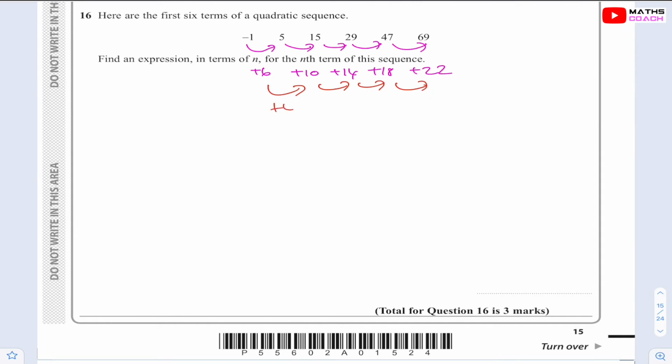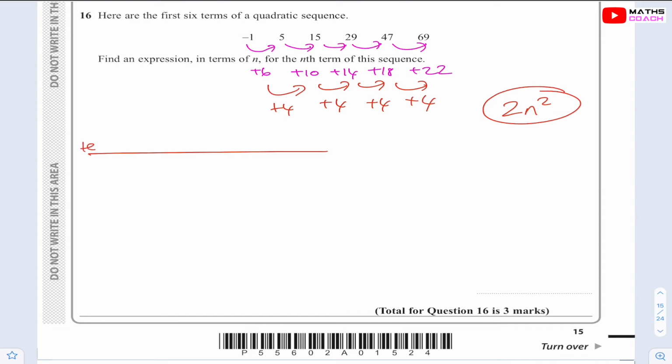So we have plus 4, plus 4, plus 4, plus 4. Now quadratic, the second difference will always be the same, and what you do is you half it. So the half of 4 is 2, and you put it with an n squared, and you just put that to the side. Next, you draw out the table, and if you need help on this, please do see the video I have on finding the nth term of a quadratic sequence.